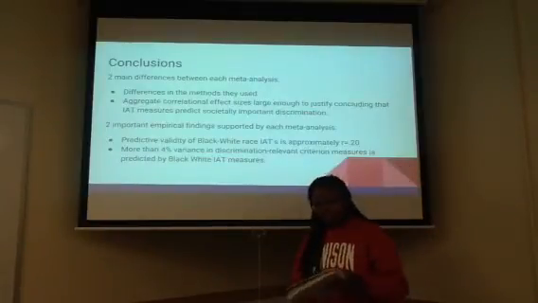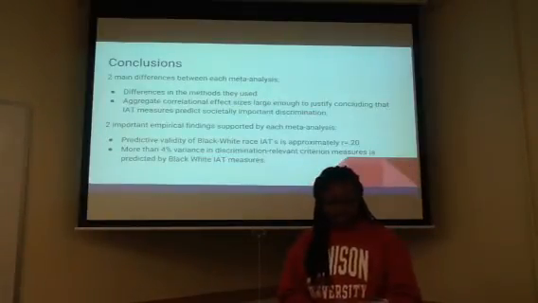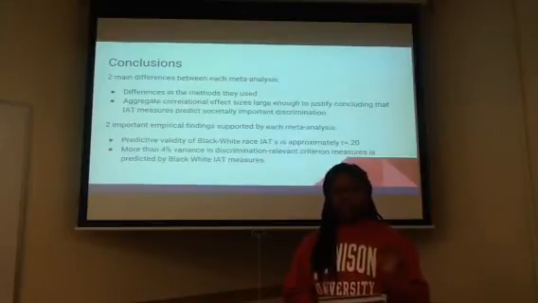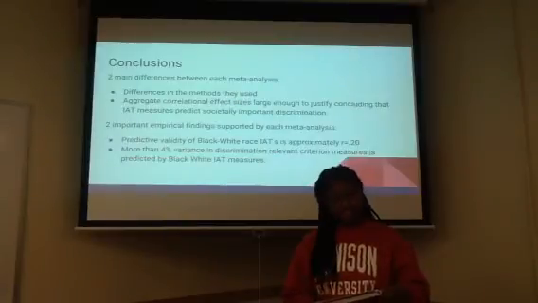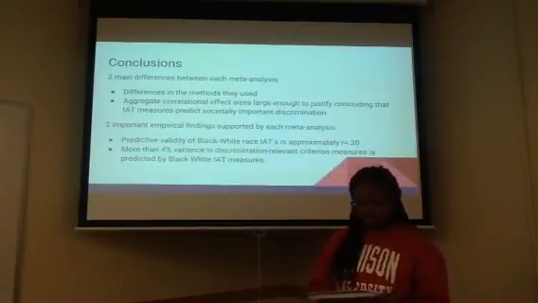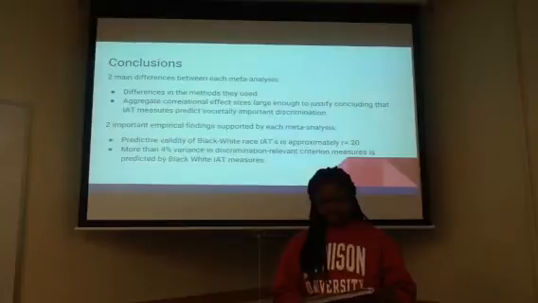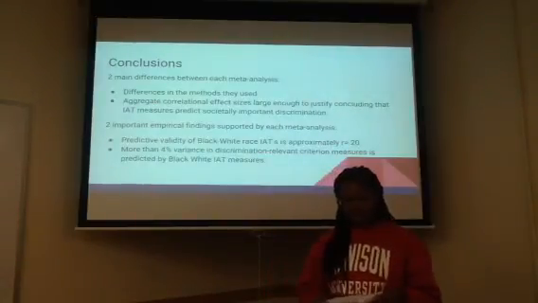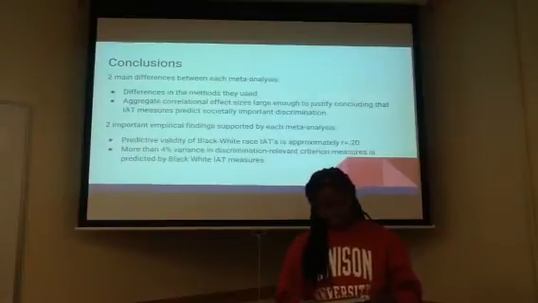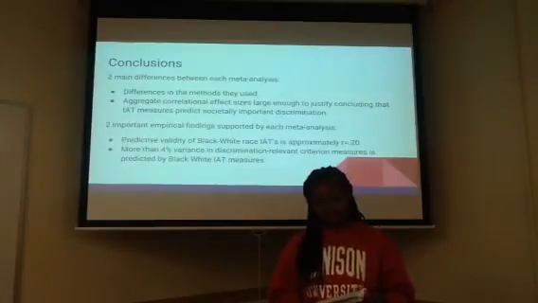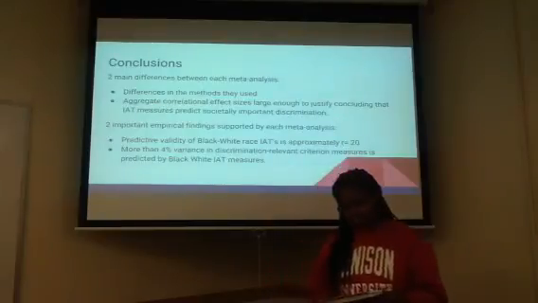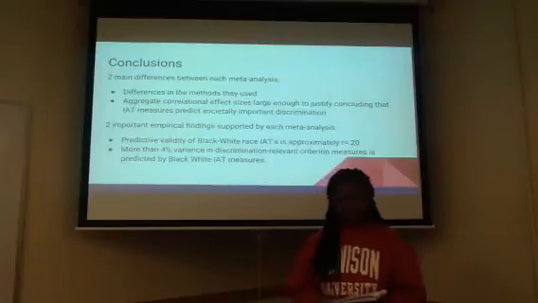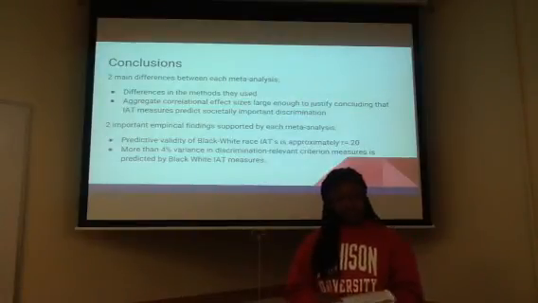So within the conclusions, there were two main conclusions from the analysis of the disagreement between the meta-analytic conclusions of the GPUB and OMBJT. So the differences in the two meta-analyses published were due to differences in the methods that they used, and both meta-analyses estimated aggregate correlational effect sizes that are large enough to justify concluding that IAT measures predict societally important discrimination. And there were also two important empirical findings that were supported by each meta-analysis.